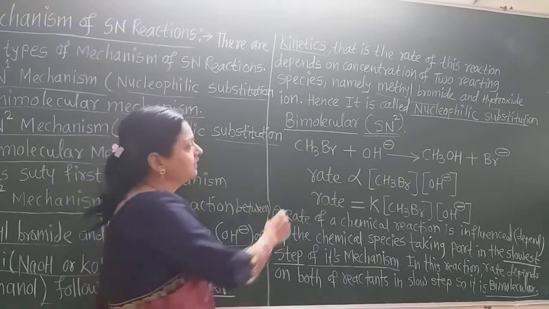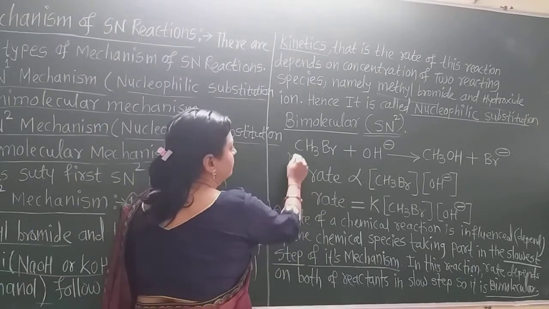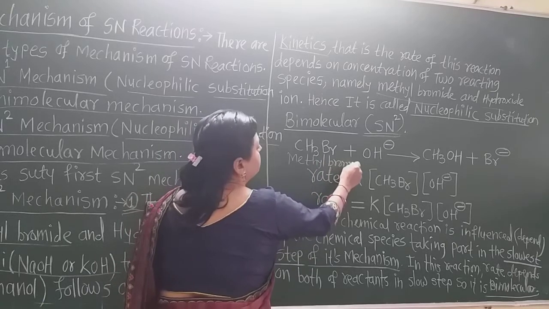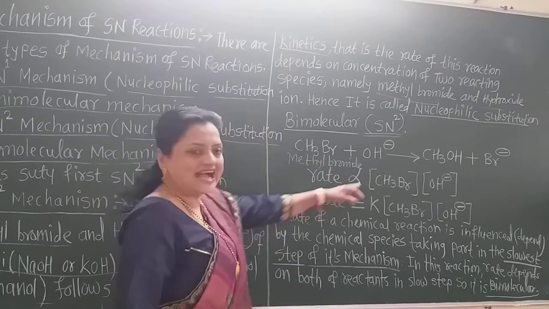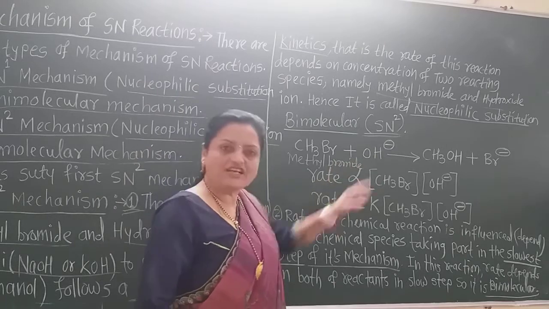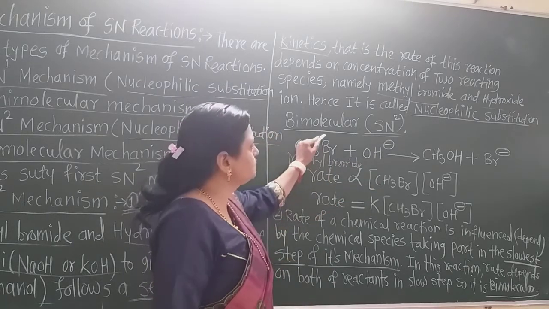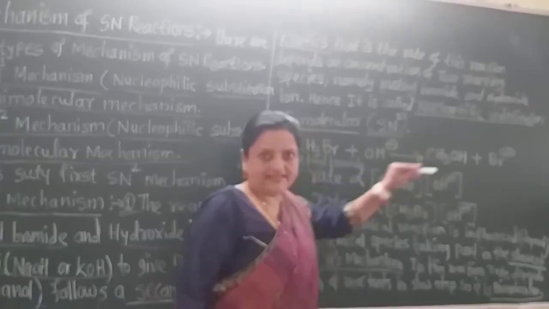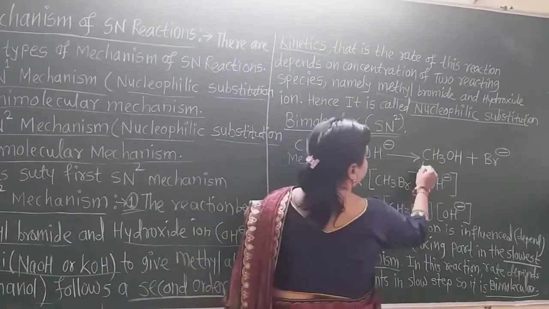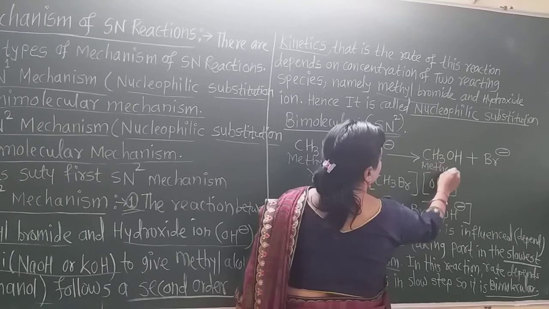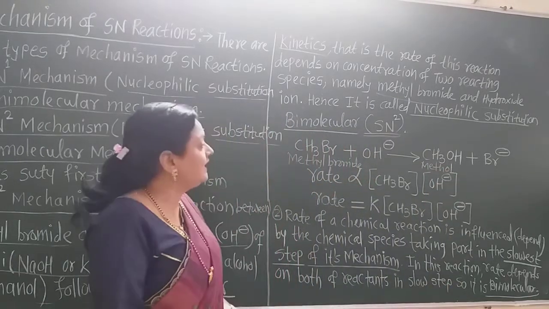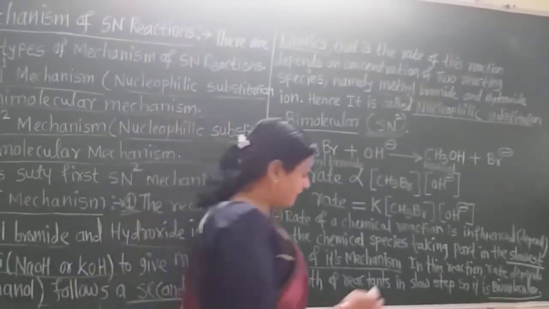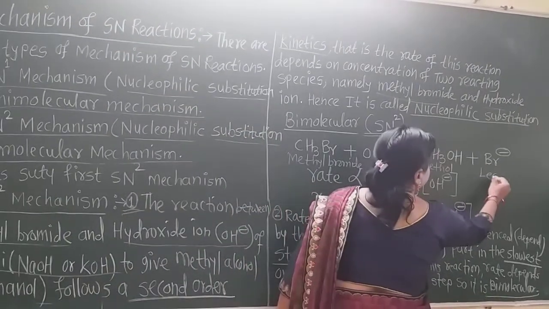Now see here, this is methyl bromide, the primary alkyl halide, and this is the hydroxide ion. When they react with each other, the bromine gets substituted by the hydroxide ion, and there is formation of methanol, or methyl alcohol. This is the methanol, and the bromide ion gets detached, which is called the leaving group.